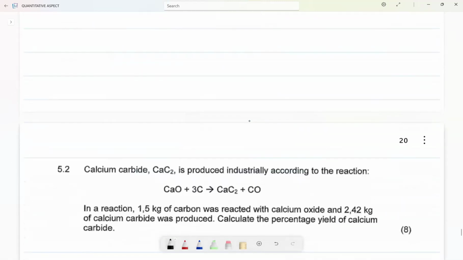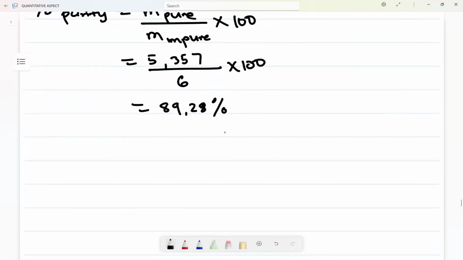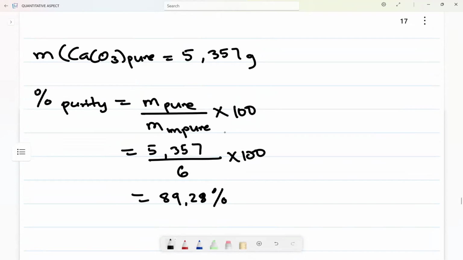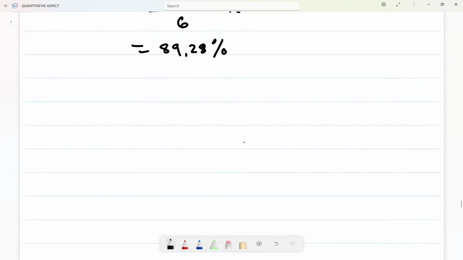Let me see if there's another question on percentage purity. No. Okay. So this is the only question that I got for percentage purity. But when you do the calculations, we will see it is basically like this. Okay, always like this. Now let's look at percentage yield.